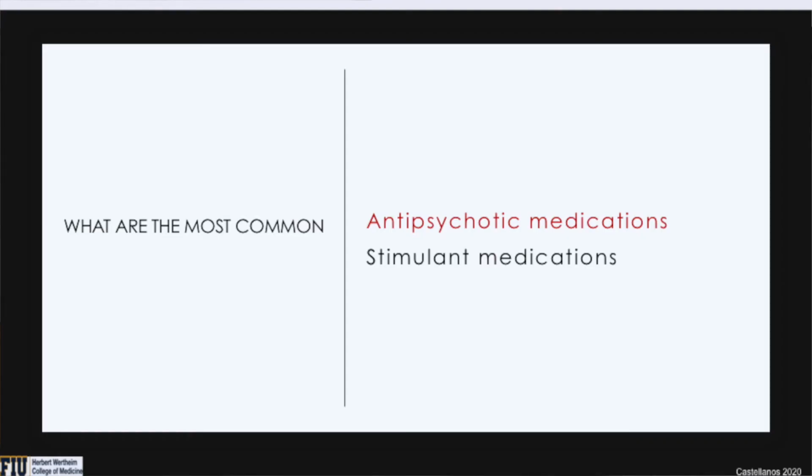So out of the two groups, as you heard, we're going to talk about antipsychotic medication. It's going to be a little bit more than stimulant medication. We'll talk about ADHD medications more broadly as well. But the big one, as we've talked about a little bit in some of these tables, will be antipsychotic medications.